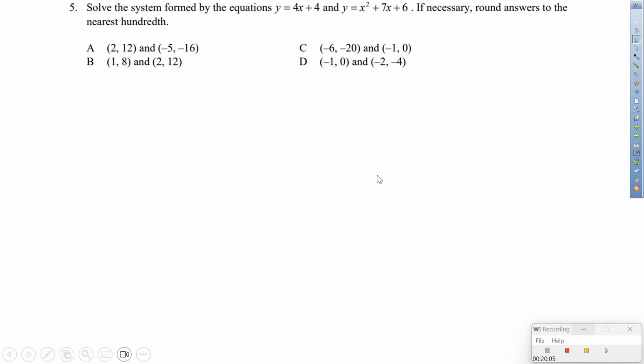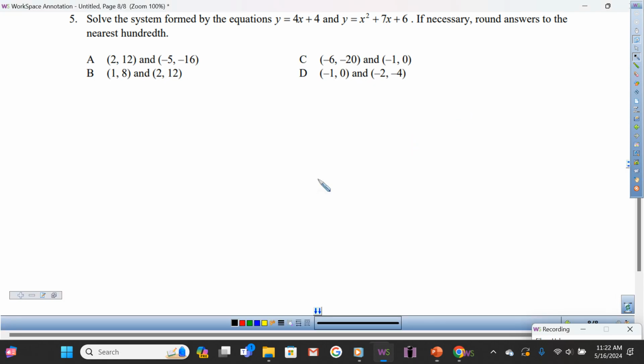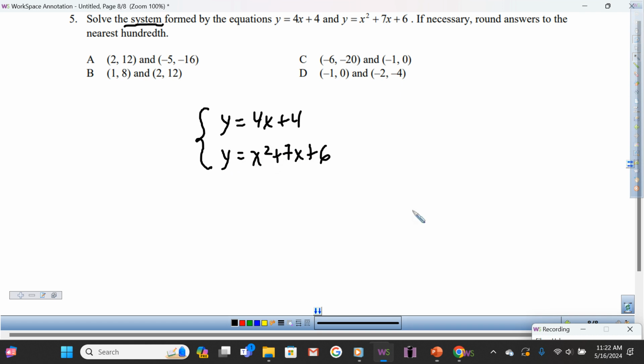Number 5. It says, solve the system formed by the equations y equals 4x plus 4 and y equals x squared plus 7x plus 6. When you get to this one, once again, I want to see work. The first thing it says is a system, so I want to see this bracket. My first equation is y equals 4x plus 4, and then y equals x squared plus 7x plus 6.